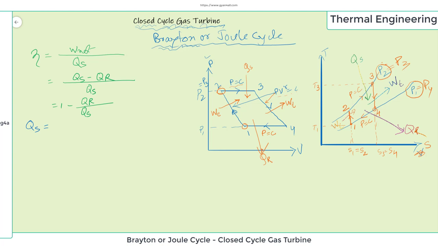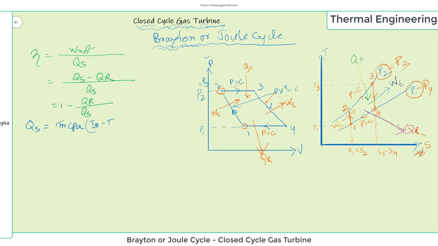So from that we can write m, mass of air, into CPA. Now what is CPA? CP is the specific heat at constant pressure, and A stands for air, because our working fluid is air. We assume that the working fluid is air, and that is why we use the notation CPA. So CPA is the specific heat capacity of air at constant pressure, and m is the mass of the air, into the temperature difference. Because this is a constant pressure process, what is the temperature difference during this process?